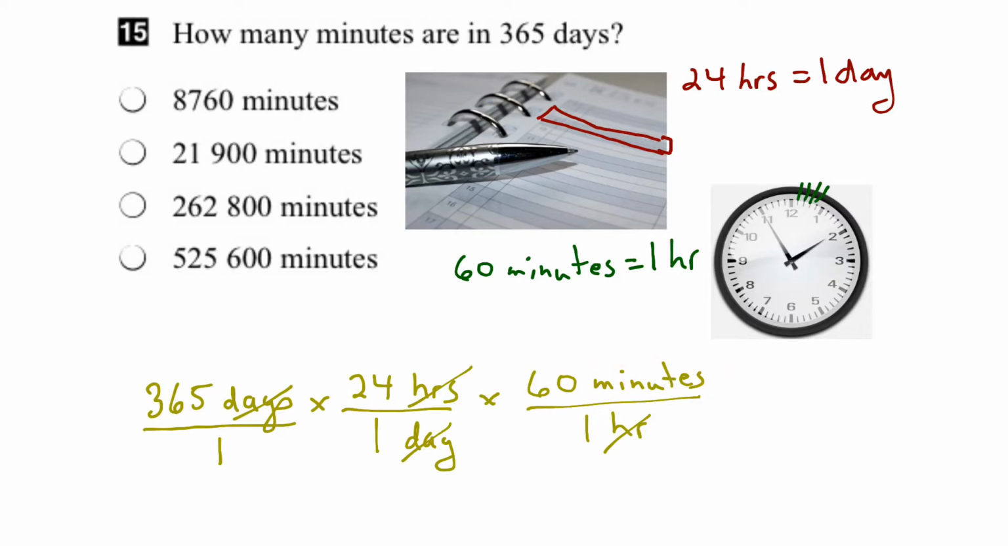So to get the answer, we simply multiply 365 times 24 times 60, which gives us, if we use our calculator, 525,600 minutes. And if we look down our list of options here, we can see that the last option, 4, is the right answer.